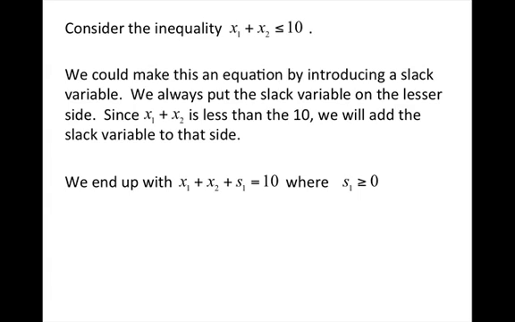And since I need to make that side bigger, I know I'm going to add a positive number. I wouldn't add a negative number. Adding a negative would make it smaller. So I know that slack variable I'm adding is going to be greater than or equal to 0.